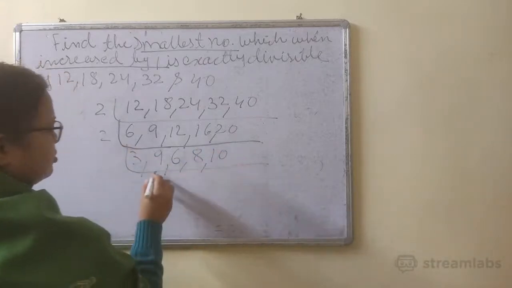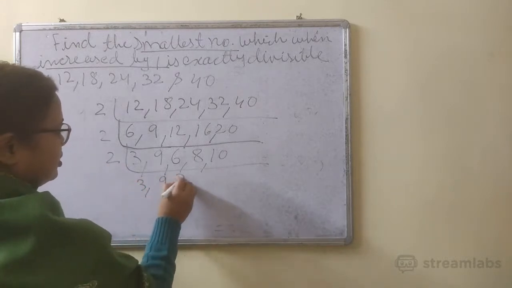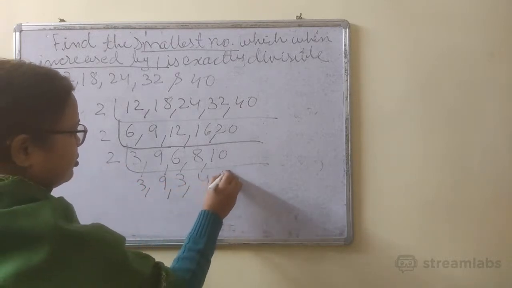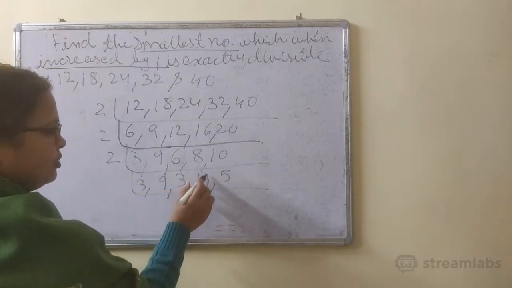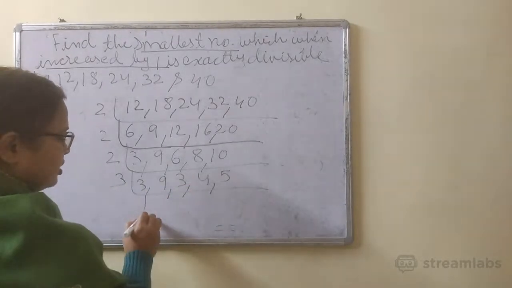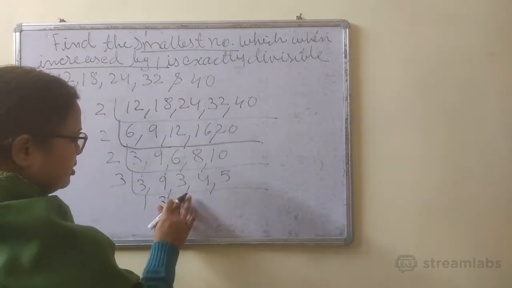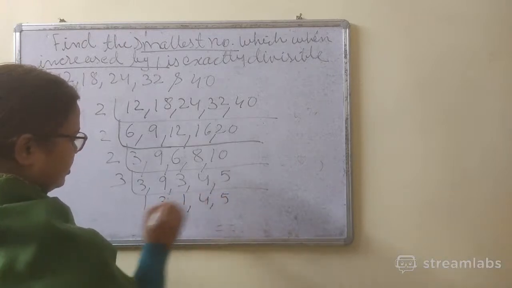Then also we can take 2. So 3 is not, 9 is not. Then 2 3s are, 2 4s are, 2 5s are. Then 2 we can't take, because only 4 is divisible by 2. So we will take 3. 3 1s are 3, 3 3s are 9. Then 3 1s are 3. Then 4 here and 5 here.